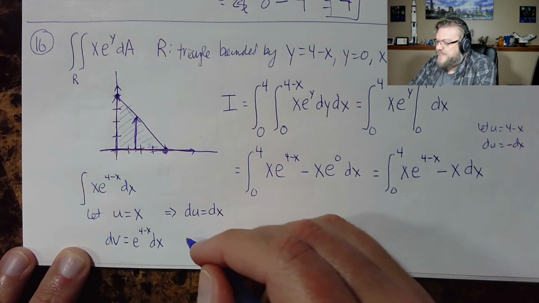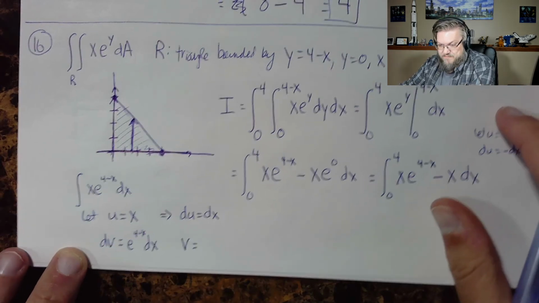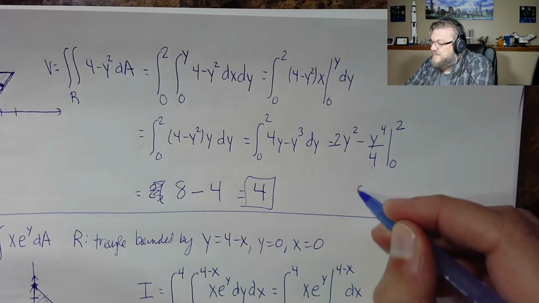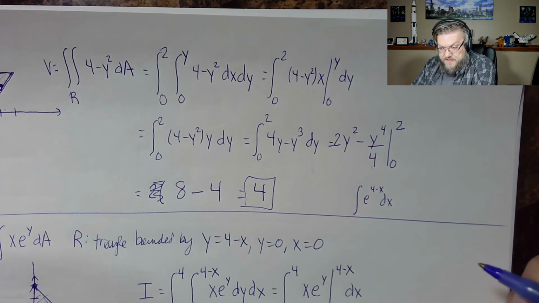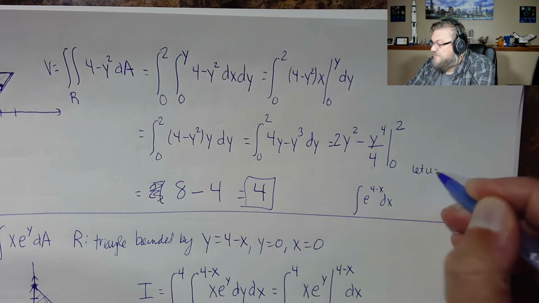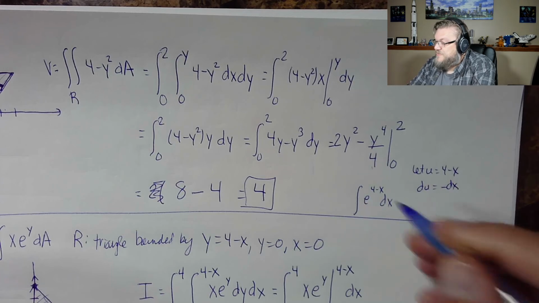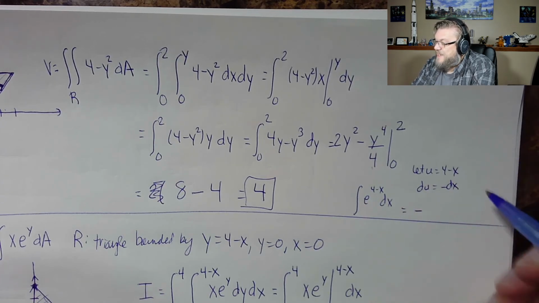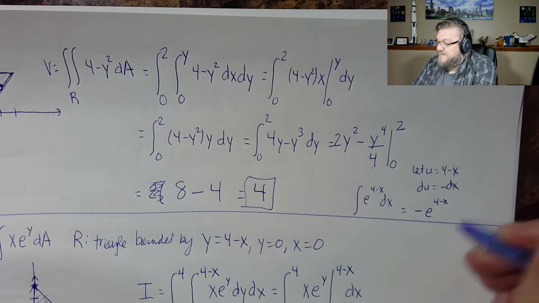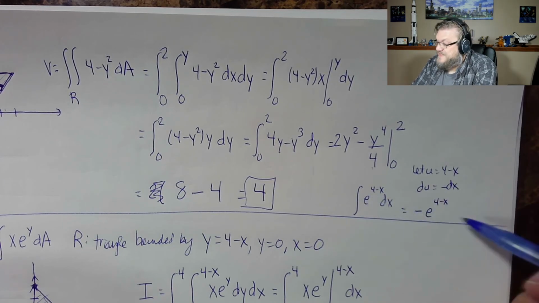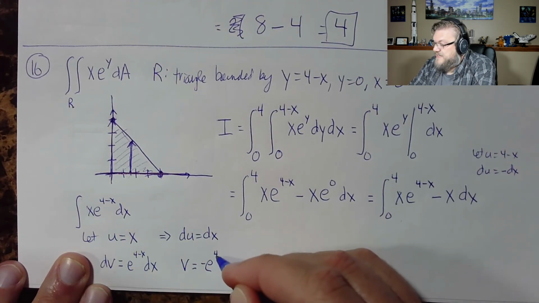Now, the only difficulty I have is I do need to integrate e to the 4 minus x. But that's actually not bad. Let's go over here to the side. The integral of e to the 4 minus x dx in and of itself is a u sub. Let u equal 4 minus x. Then du is negative dx. So a negative will come out. And now I'm integrating e to the u, which is e to the 4 minus x. And that's it, right? I'm just going to get negative e to the 4 minus x.